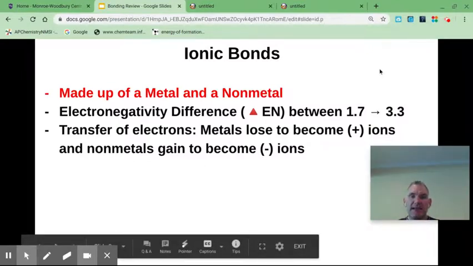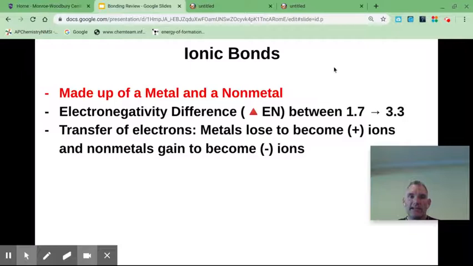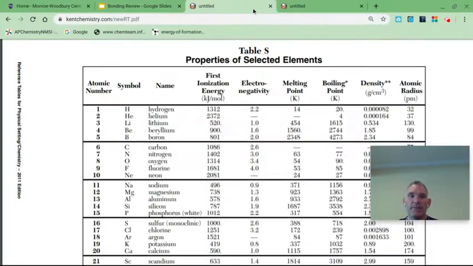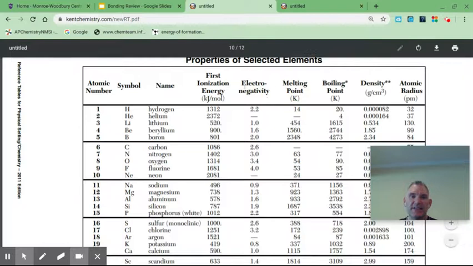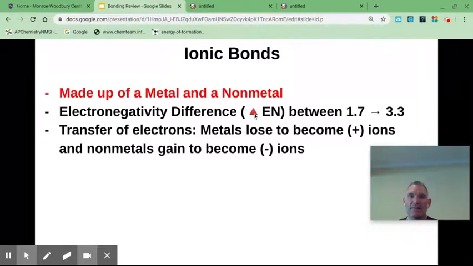Secondly, if it's a metal and non-metal and it's ionic, remember that we had the electronegativity difference. Electronegativity is the ability of an element to attract electrons. So on table S, back of your reference table, has the electronegativities of all the elements. If we look them up and subtract, remember that's what the triangle means, I'm going to get an answer between 1.7 and 3.3. When this occurs, we transfer electrons, and the metal loses the electron to become positive, and the non-metal gains to become negative.